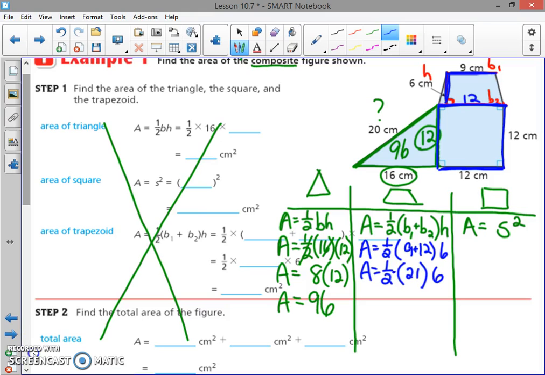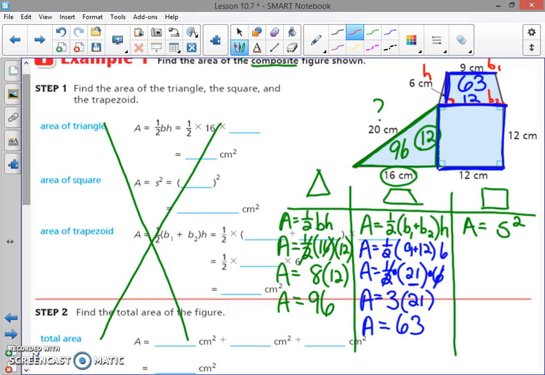Now remember, the commutative property tells us when we multiply, we can multiply any way we wish. I'm not going to take half of an odd number. Instead, I'm going to take half of 6 and get 3. Then I'm going to times that by the odd number, by 21. Okay, so 3 times 21 is 63. So the area of my trapezoid is 63.